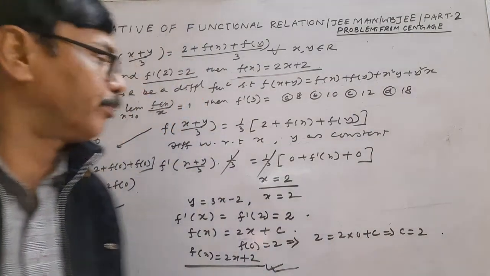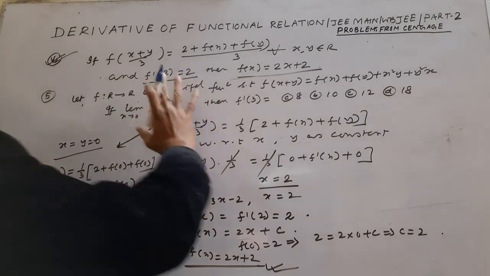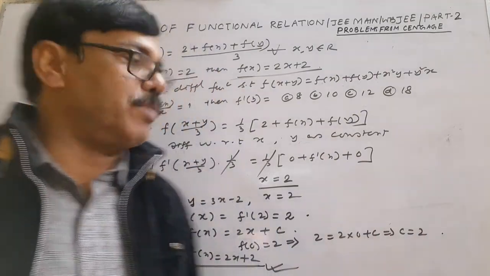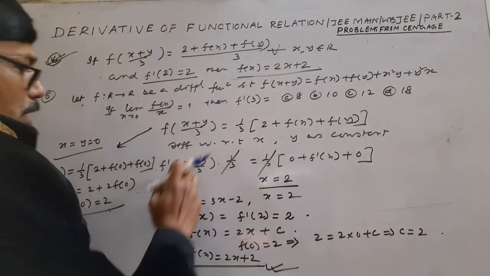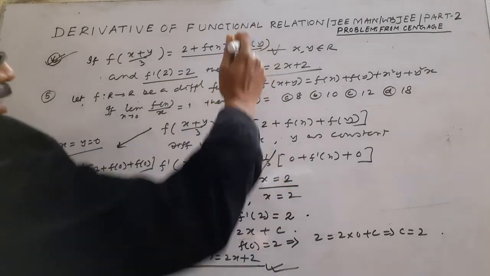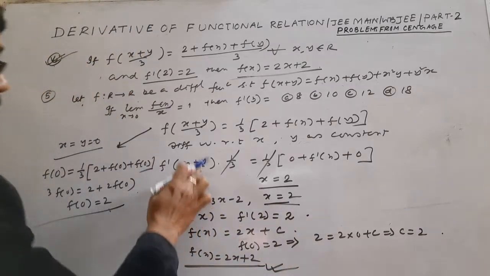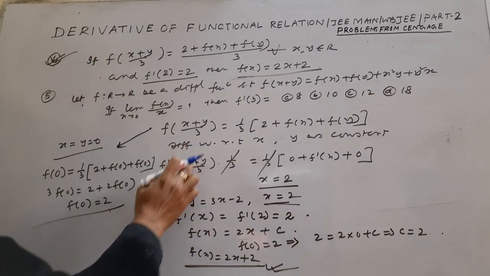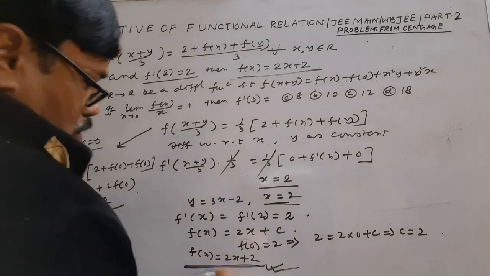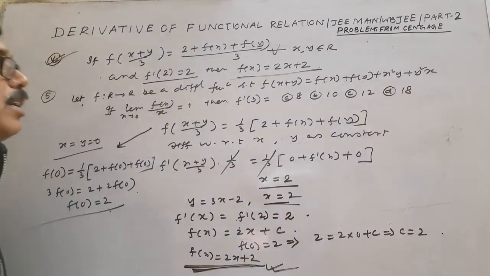Look again. We have already solved many problems using differentiation in the previous video. So differentiating, we are getting this relation. Now f'(2) is given, that is why we are putting x equals 2. And now to get it in terms of a single variable, y equals 3x minus 2. So we are getting f'(x). From f'(x) we get f(x).